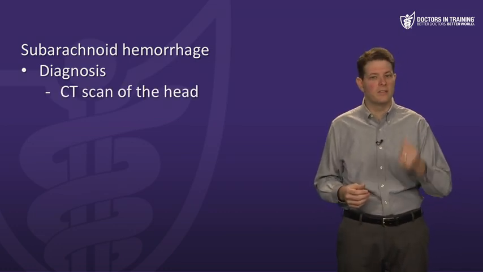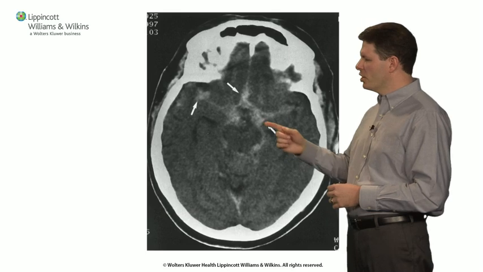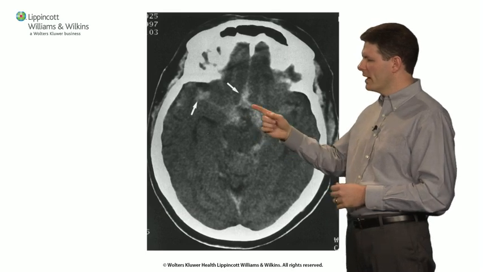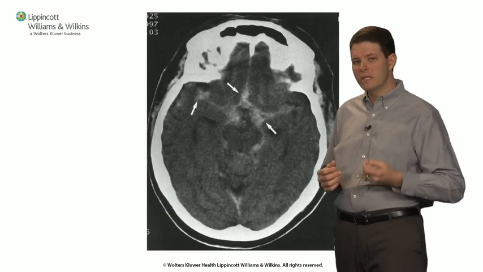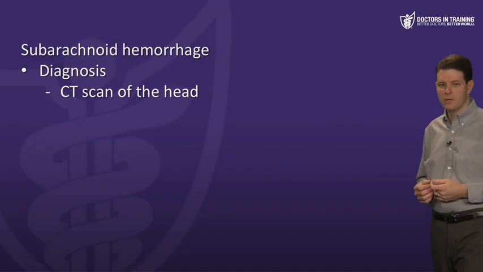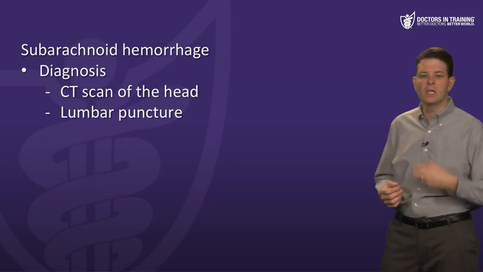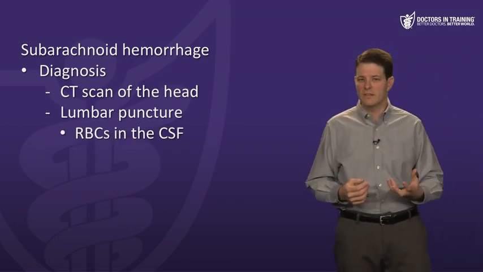Again, you're going to start with a CT scan. So CT is going to show blood in the CSF in the subarachnoid space. But if the CT comes back negative, you haven't completely ruled out a subarachnoid hemorrhage. In that case, the next step would be a lumbar puncture to look for blood in the CSF.